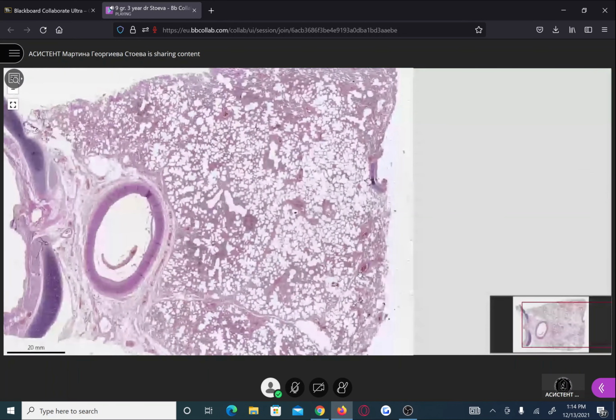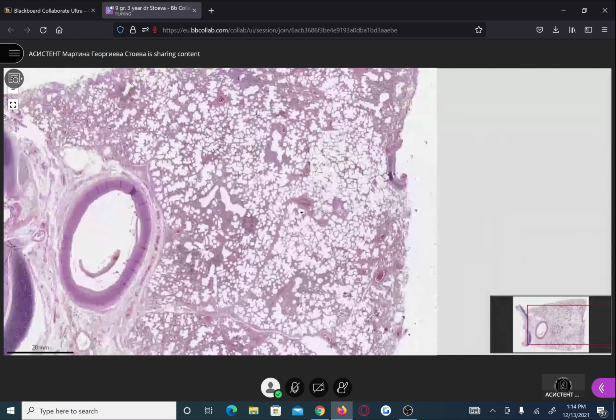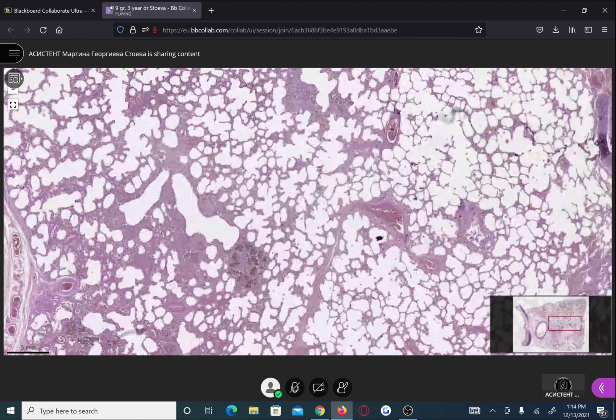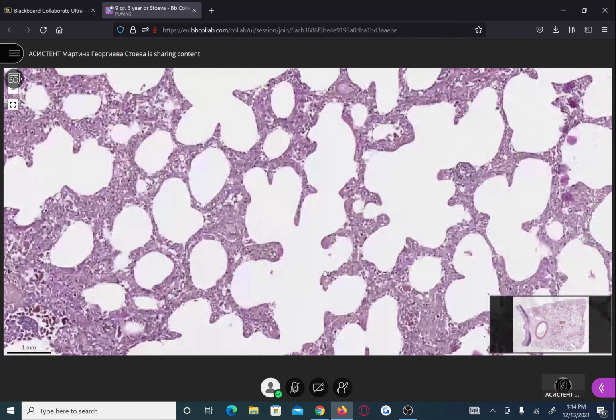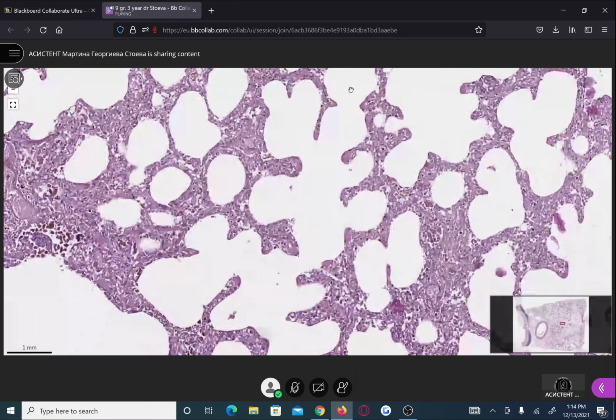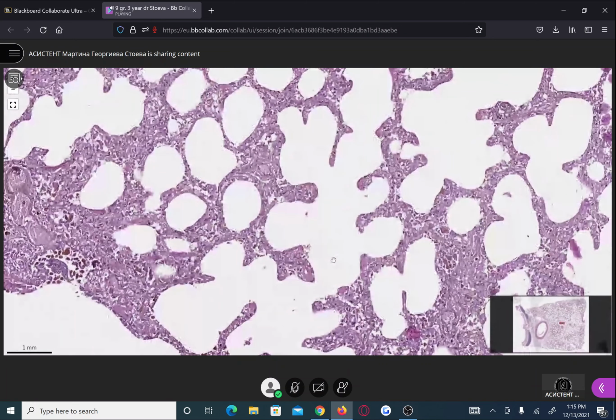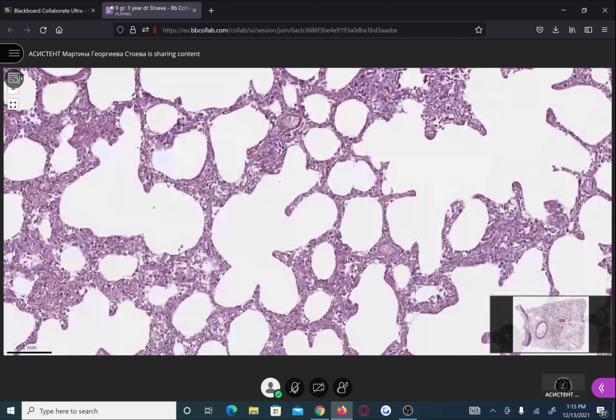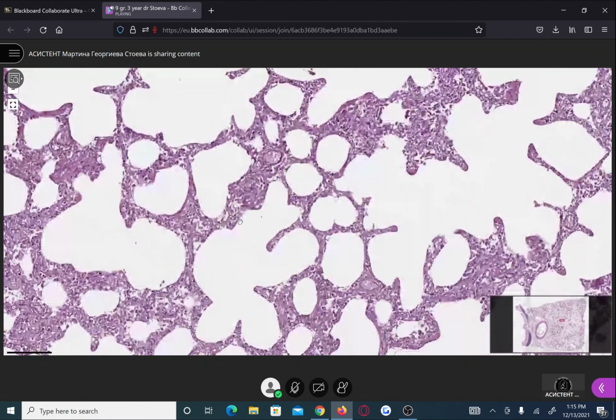And finally, the lung parenchyma composed of alveolar spaces. These alveolar spaces are enlarged in some areas because of atrophy of alveolar septae and formation of larger cavities due to fusion of adjacent alveoli. The preserved alveolar septae are thicker than normal.